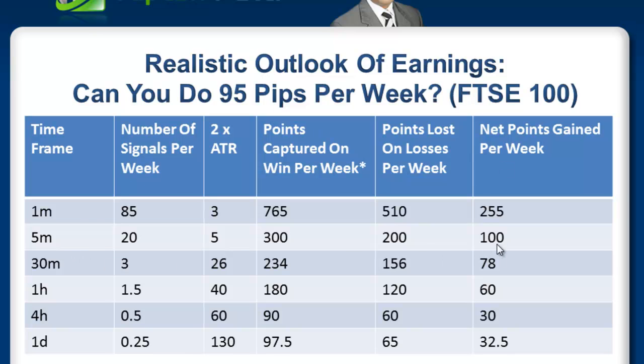5 minutes, it gets to 100. Anything below the 5 minute charts, and suddenly we're not making our 95 pips per week. So what do we do there? How do we get to our 95 pips per week, and hit our profit targets that I showed at the start to make this into a business where we're earning £45,000 odd per year? How do we go about doing that?